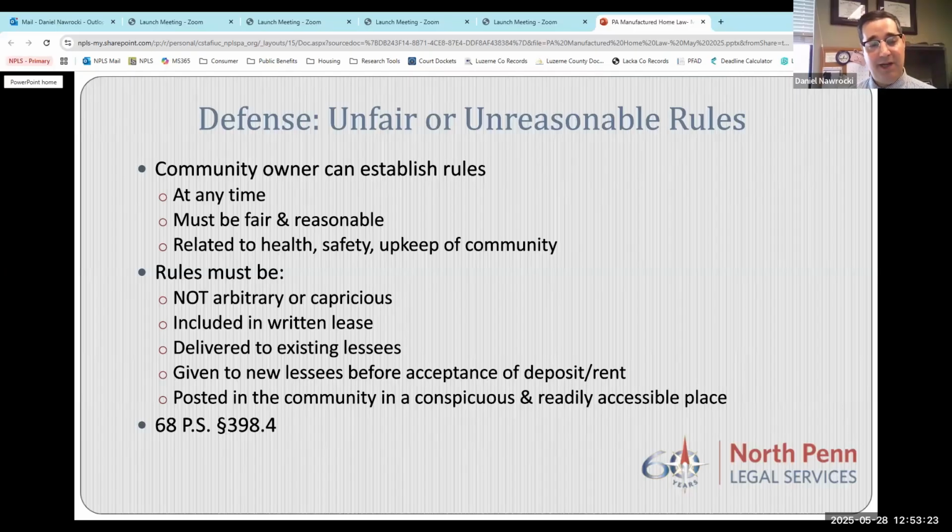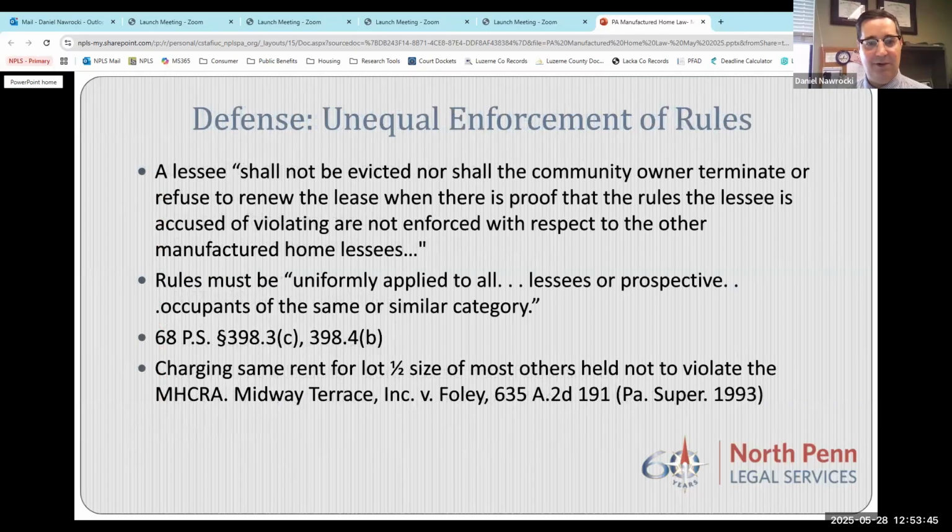But the rules have to be fair. They have to be reasonable. They can make all sorts of rules related to health, safety, and upkeep. But if you find some crazy rule that seems absolutely unfair or arbitrary or just wacky, you should argue that Section 4 of the MHCRA doesn't allow unfair or unreasonable rules. They have to be fair, reasonable, or related to safety somehow.